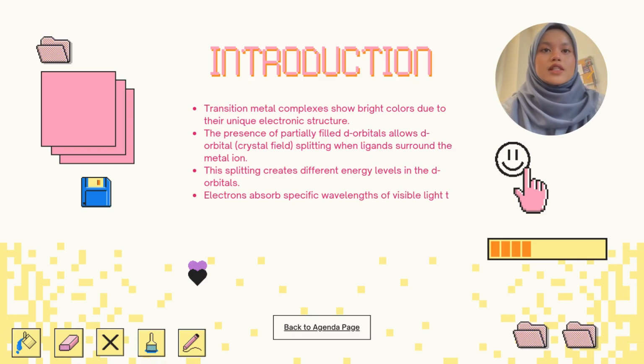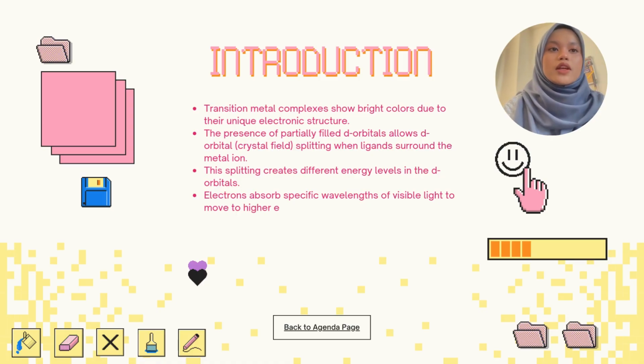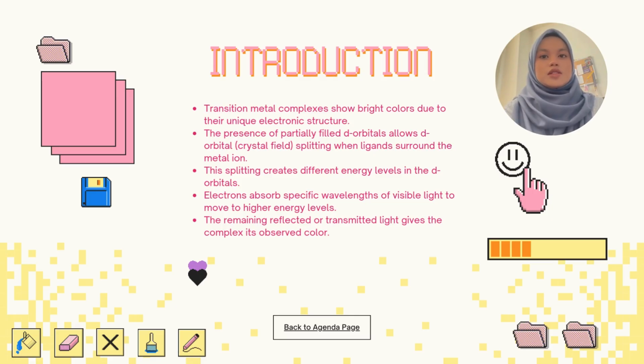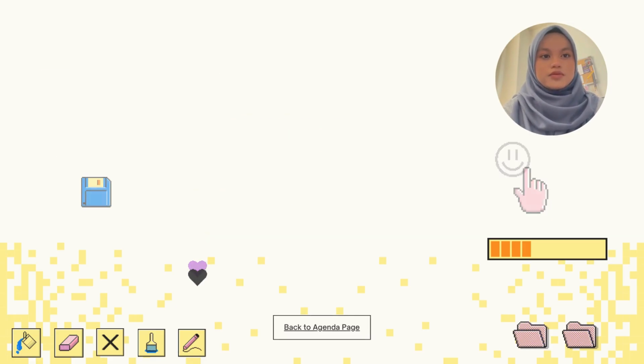Only certain wavelengths are absorbed, while the remaining wavelengths are either reflected or transmitted. The color that we observe is actually the complementary color of the light that has been absorbed. Therefore, the specific color of a transition metal complex depends on the energy difference between the split d orbitals, which determines which wavelengths of light are absorbed.